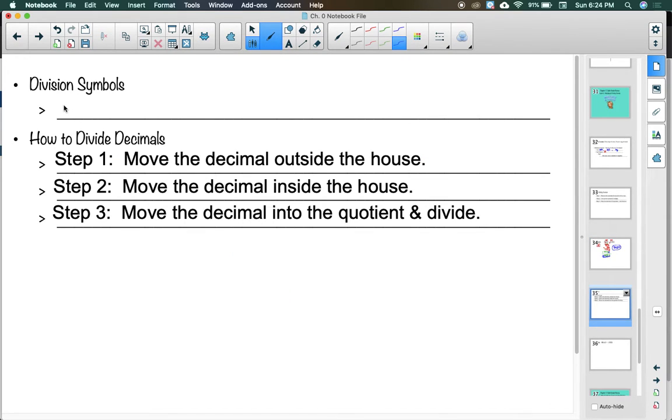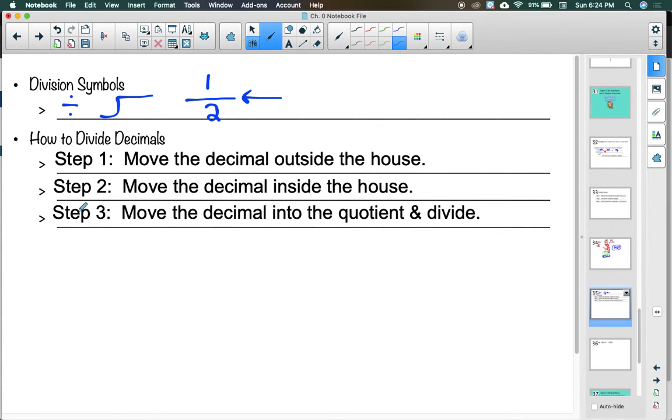All right, let's divide. The most common division symbol is the division sign, like that. You also know there's a division house. I also want you to be aware that the fraction bar is a division symbol. So this guy right here, my fraction bar, literally means 1 divided by 2. The 1 would go in the house, the 2 would go outside the house, and we would get a decimal.